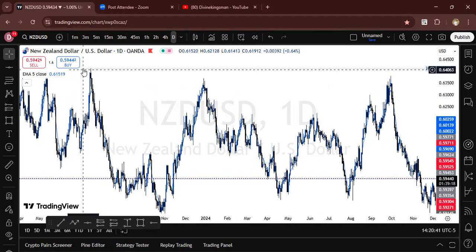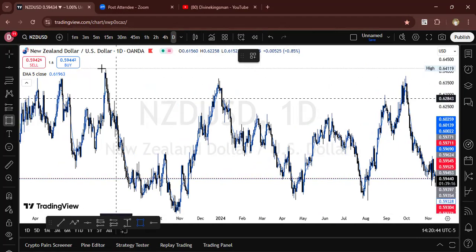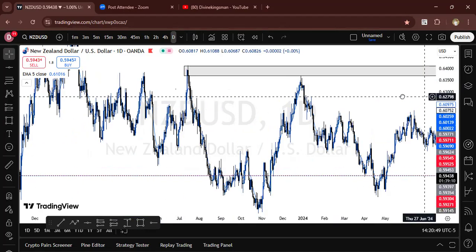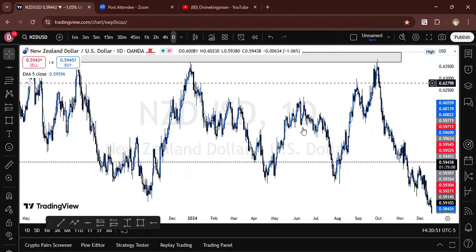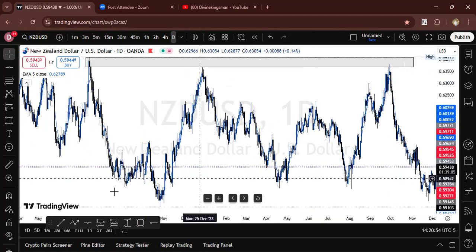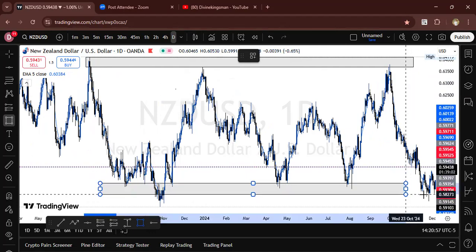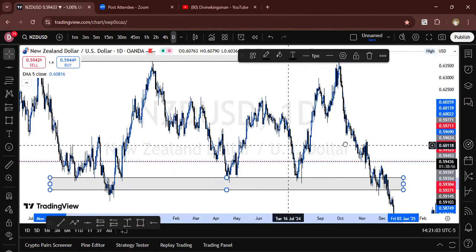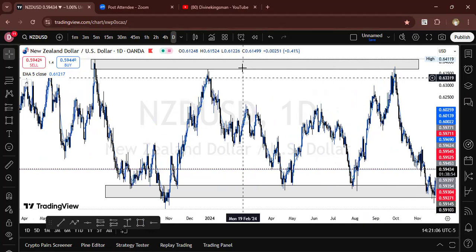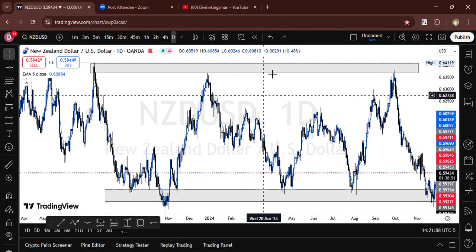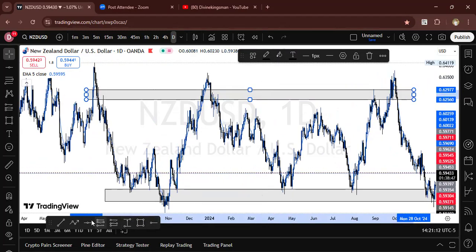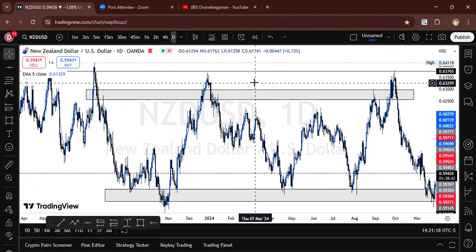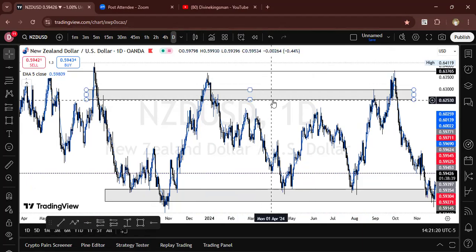So let me mark out my resistance level. This is my resistance level here, and this will be my support level, right? So you won't just come and be drawing maybe a single line. When you're good at trading support and resistance, you don't need to be drawing your chart like this.